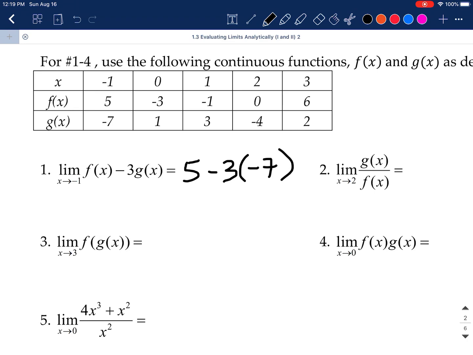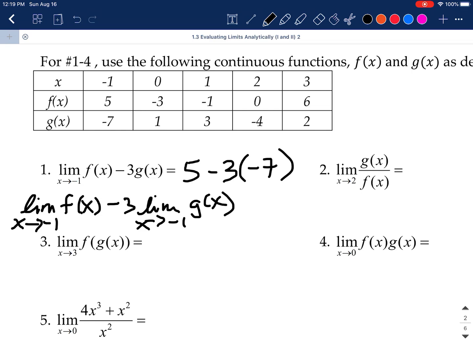Now, we could be a little more formal with this if we wanted to be, and we could rewrite this as the limit as x approaches -1 of f of x minus 3 times the limit as x approaches -1 of g of x. So again, we could be much more formal with it if we wanted to be, but for this example, it's pretty obvious what our answer is going to look like. So this is going to equal 5 plus 21, so it looks like we should get 26 as an answer for that first limit.